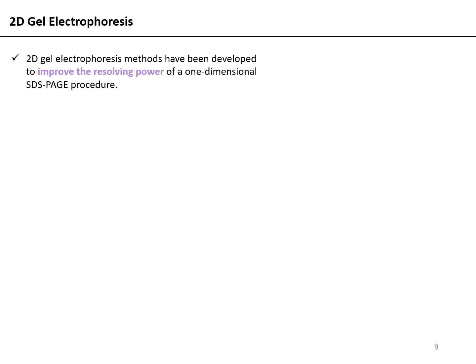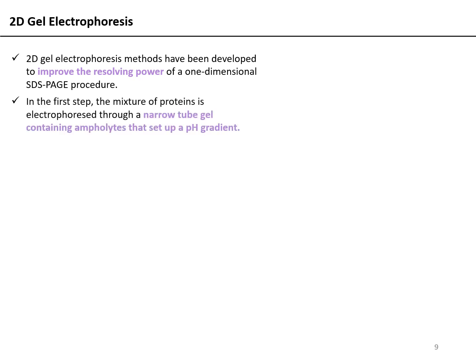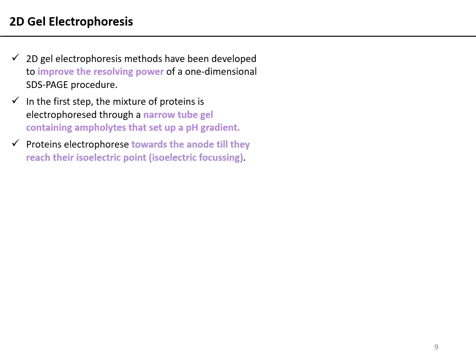In 2D gel electrophoresis, you use two dimensions to resolve your proteins. For example, the two dimensions could be pI, or their isoelectric point, and their mass. In the first step, the mixture of proteins is electrophoresed through a narrow tube gel containing ampholytes that set up a pH gradient. So essentially the first step is isoelectric focusing, where you separate the proteins on the basis of their isoelectric point. Proteins will electrophorese towards the anode till they reach their isoelectric point.